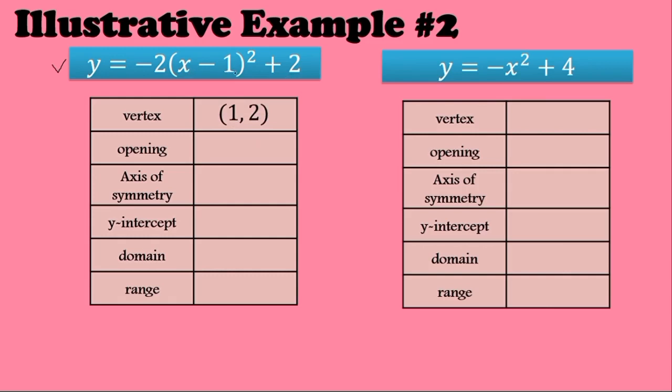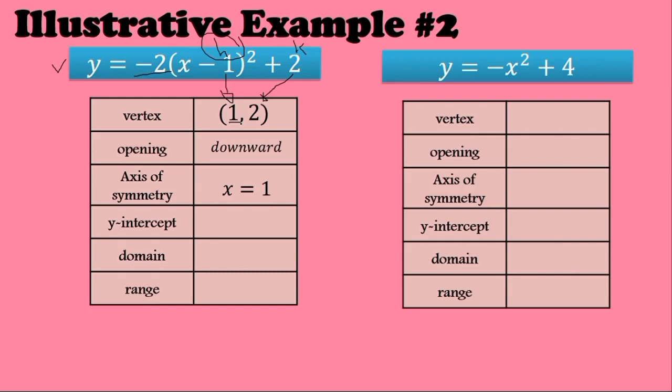Since x minus 1 is equal to 0, transposing negative 1, from negative 1 it becomes positive 1, and then you'll have positive 2 here. That's your h, k, but the sign changes for h. The opening of the parabola, since the value of a is negative, therefore the graph opens downward. The axis of symmetry pertains to the value of h. x is equal to h. So our h is 1, so x is equal to 1.